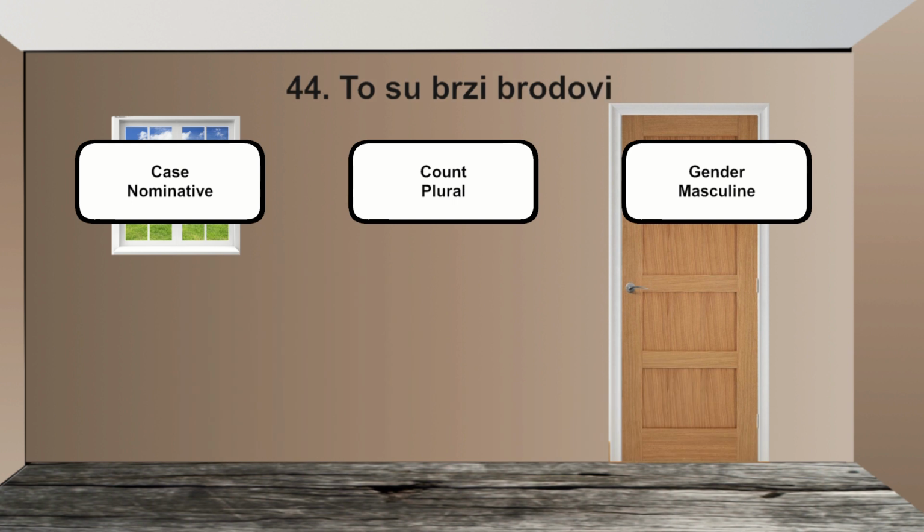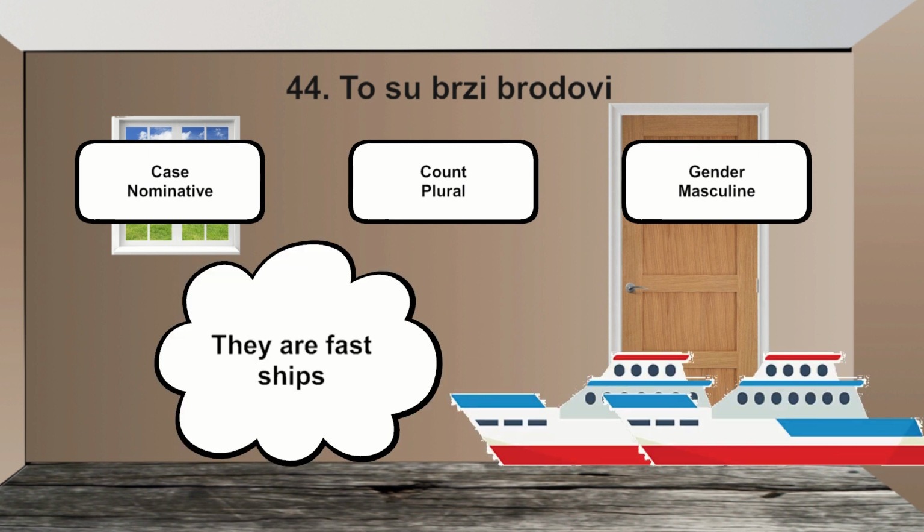Question 44. Pitanje 44. To su brodovi. And again. To su brodovi. Here we have the plural form indicated by su or a, and both ending in I, so masculine, and once again a single syllable receives the OV, EV ending. They are fast ships.